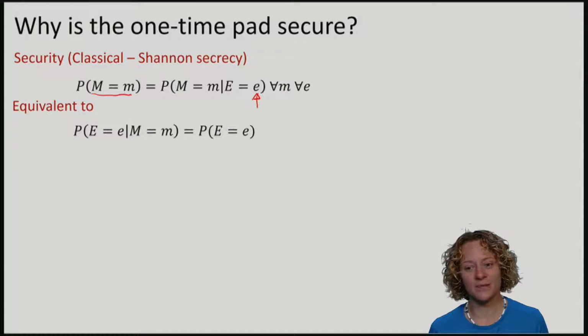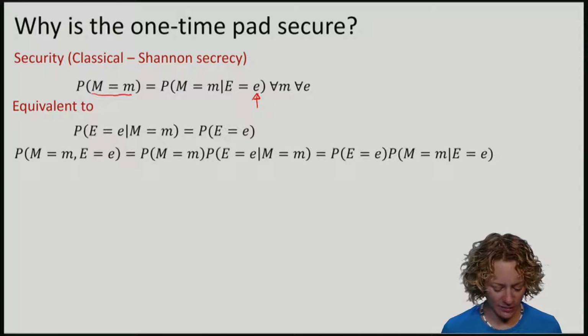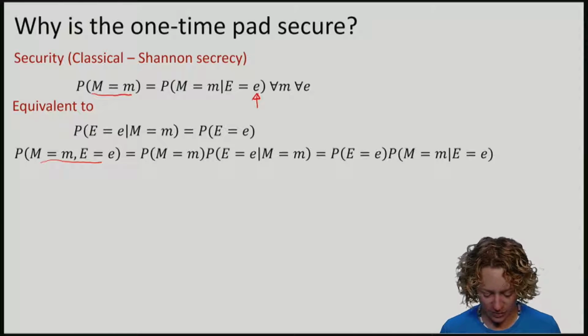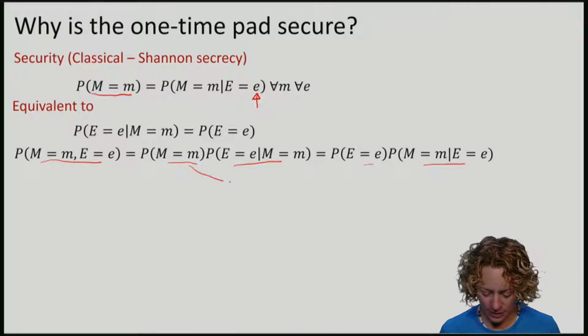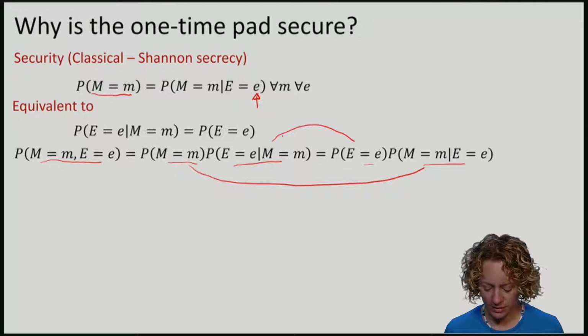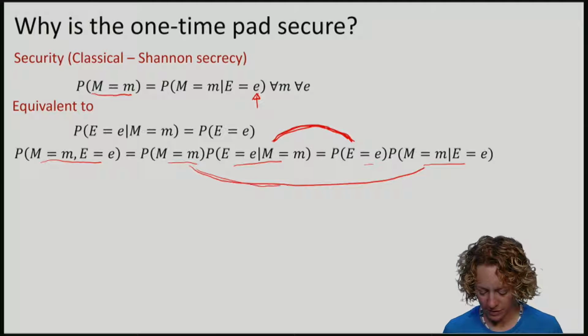Note that this is equivalent to saying that the ciphertext E is independent of the message. So to see this, note that I can write the joint probability of the message and E as the probability of the message times the probability of E given the message, or I could write it as the probability of E and then the probability of the message given E. So asking that these two things are the same, I might as well ask whether these are the same. So if these two here are the same, then also these will be the same.